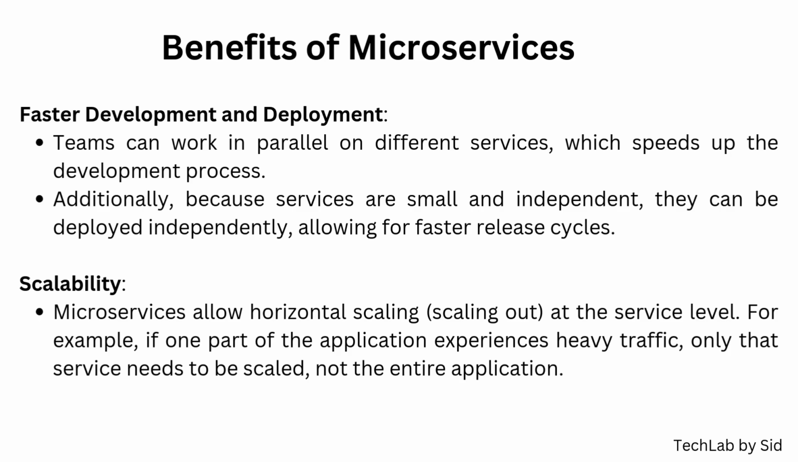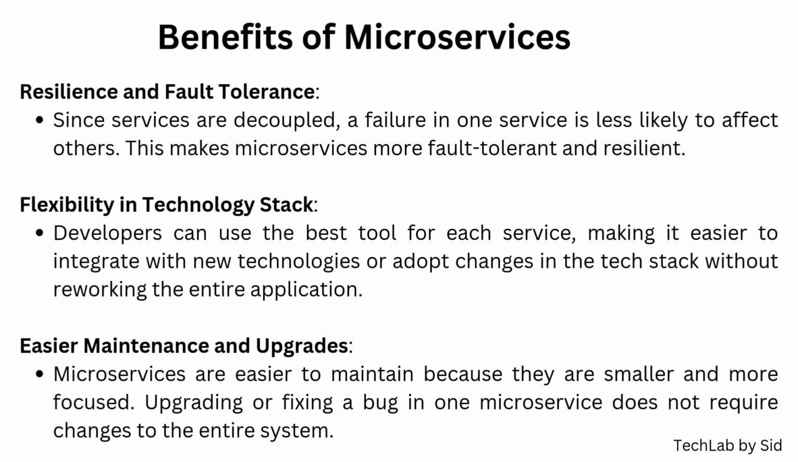Scalability. Microservices allow horizontal scaling, or scaling out, at the service level. For example, if one part of the application experiences heavy traffic, only that service needs to be scaled, not the entire application. Resilience and fault tolerance. Since services are decoupled, a failure in one service is less likely to affect others. This makes microservices more fault-tolerant and resilient.